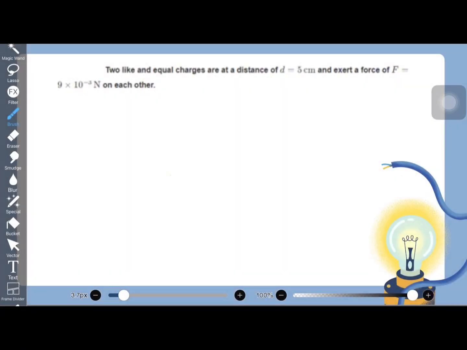So for our own second problem, we have two like and equal charges at a distance of R is equals to 5 cm, and exert a force of F is equals to 9 times 10 to the negative 3 newtons on each other. So first we will have the given, as usual.